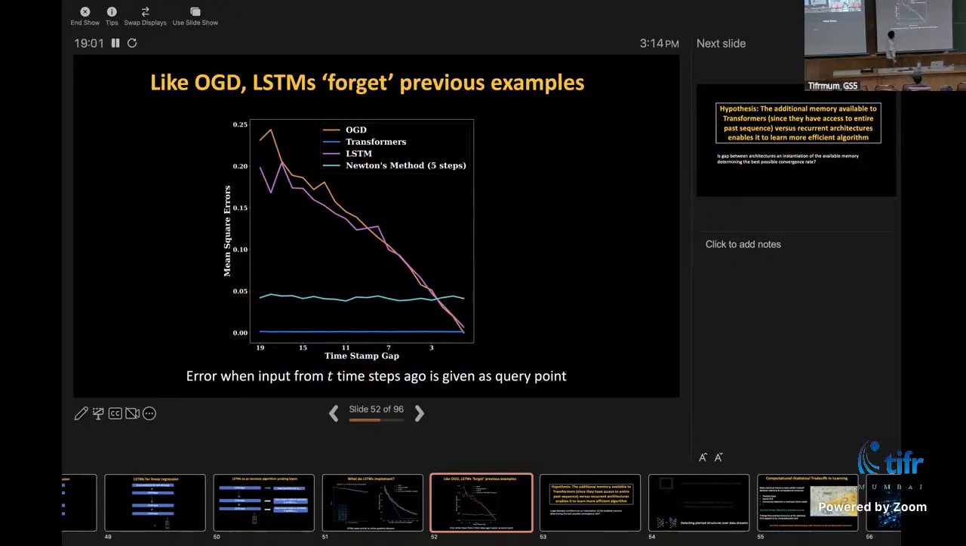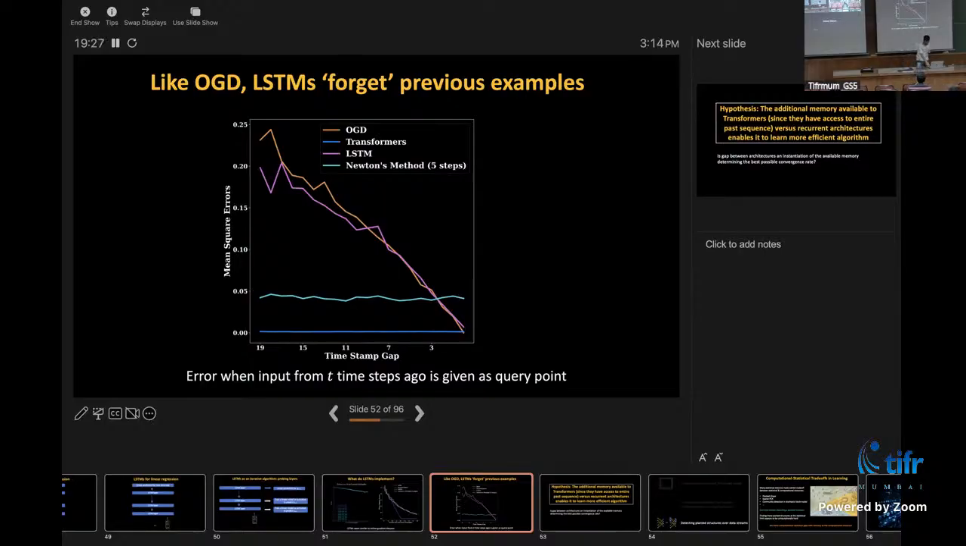In contrast, transformers get a very small error if you test them on anything that they have seen in the sequence. And this gets to this ability to have everything be in memory, to have all your examples be in memory. And that seems to give transformers the ability to get a much faster convergence rate. Whereas with something like LSTMs, you seem to be forgetting previous examples, which gets much worse convergence.